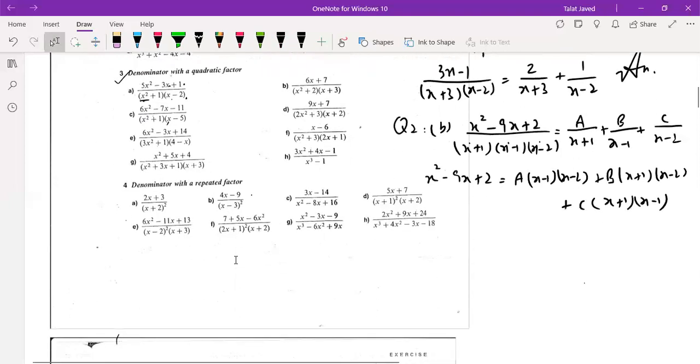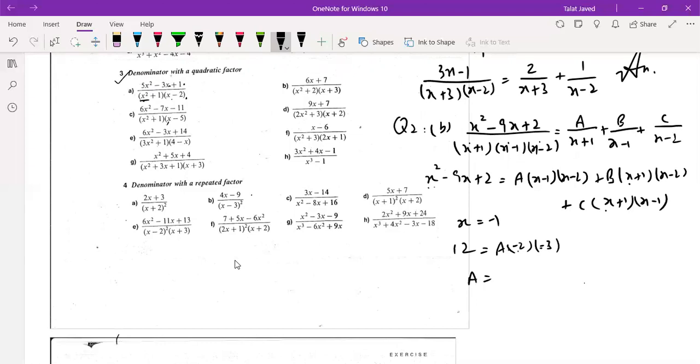Next, in the third step, we put these linear factors one by one equal to 0 and get the value of x. When we put x plus 1 equal to 0, we get x equal to minus 1. When we substitute this value of x in this equation, we get 1 plus 9 plus 2, which is 12, equal to a into (minus 1 minus 1)(minus 1 minus 2), which is minus 2 and minus 3. When we put minus 1 there, the other terms will be 0. So minus into minus plus 6, so 6a equals 12. So a will be equal to 2.